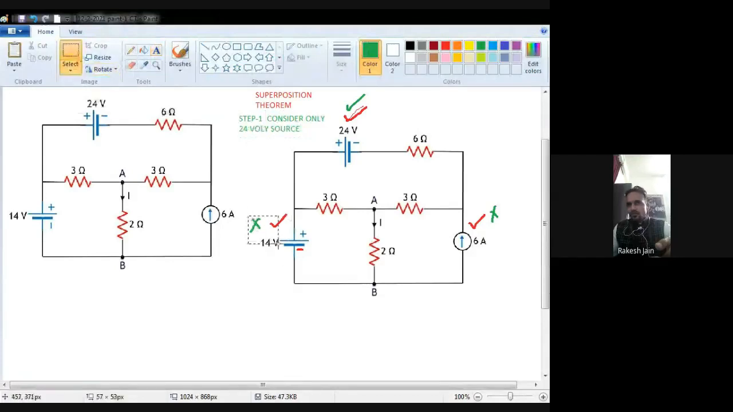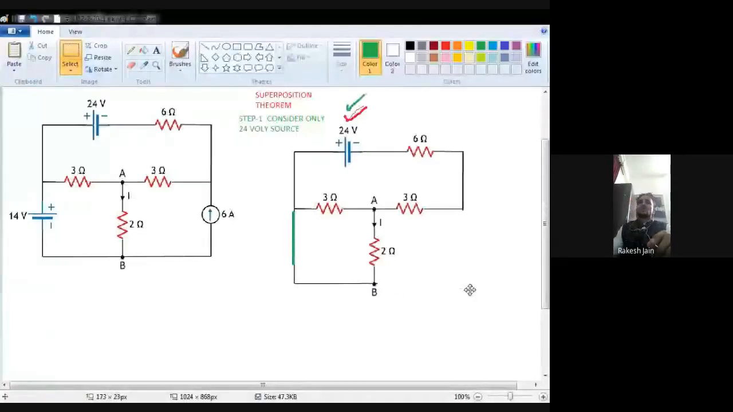Let's suppose in step number one, I consider this 24 volt, and remove this 6 ampere source and don't consider this 14 volt. I want to remove them. Now I am going to write down step one. Any source you can consider: 24 volt and remove those two sources, or you can consider the 6 ampere source and remove the other sources. Any one is your step number one.